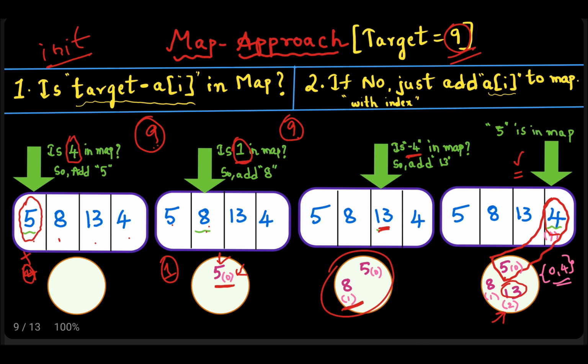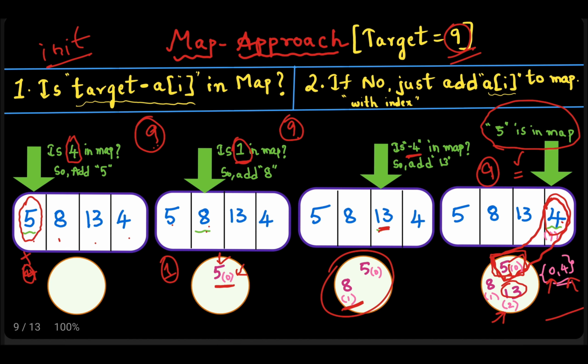See, 4 is the number here. To form 9, I need 9 minus 4 equal to 5. So does 5 previously exist in the map? Yes, 5 exists in the map and its index is 0. So simply I will be returning this previously stored value 0 and the current index 4. So 0 comma 4 is the answer.